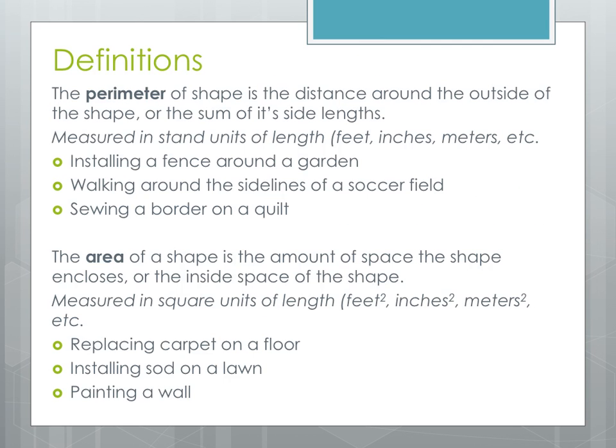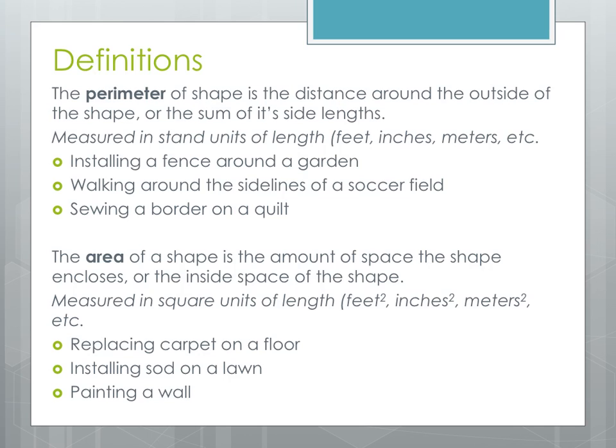The perimeter of a shape is the distance along the outside of the shape, or we can say it's the sum of its edges. Remember, sum means to add. We can add up all the side lengths to find the perimeter of the shape. Perimeter is always measured in standard units of length, so things like feet, inches, meters, miles, centimeters, etc.